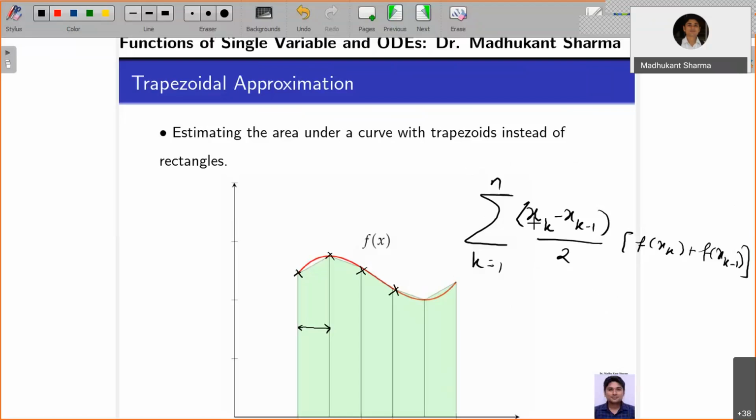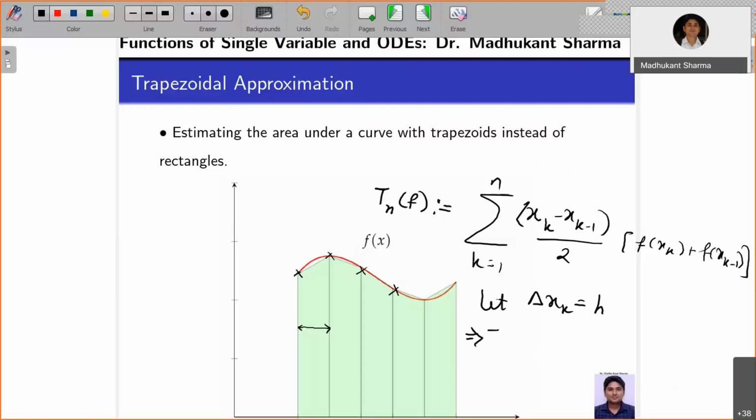Now let us consider equidistant points. So far I have not restricted to equidistant points. Let delta xk, which is xk minus xk minus 1, equal h. Then if I denote the approximation by T n f, the T denotes the trapezoidal rule, f is the function, and n is the number of subintervals you have considered.